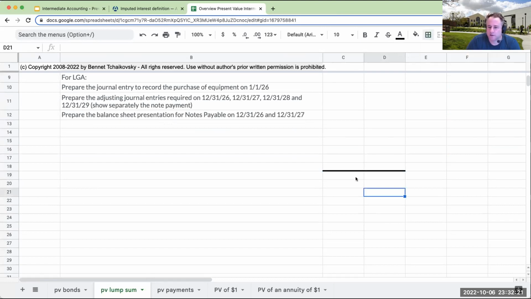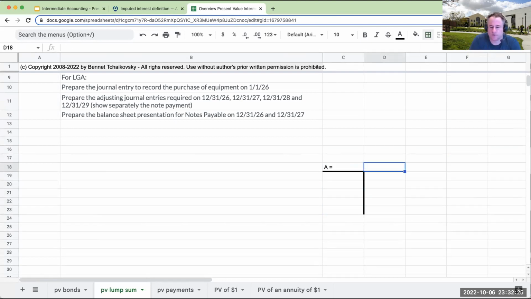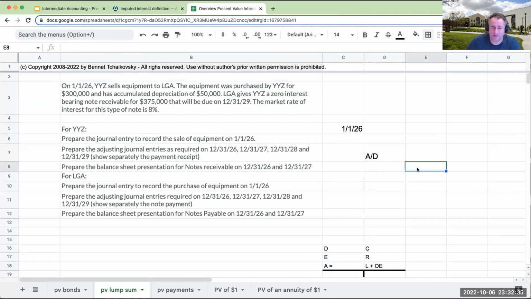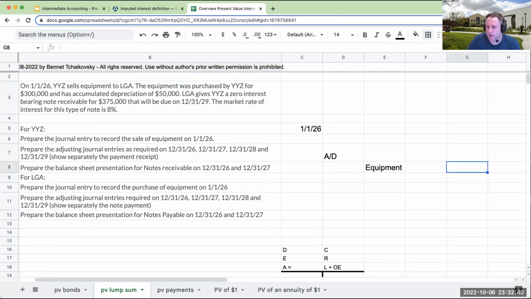Real quickly, let's remind ourselves of our favorite T account: assets equals liabilities plus owner's equity, ERDC. Equipment is an asset. If I'm selling the asset, I'm going to credit equipment for the $300,000 because that equipment is going off of my books. At the same time, I have to take the accumulated depreciation off of my books when I sell an asset, right? So that's going to be a debit.